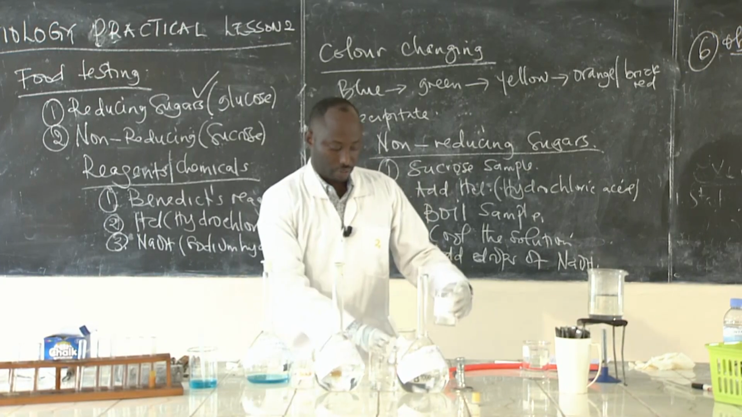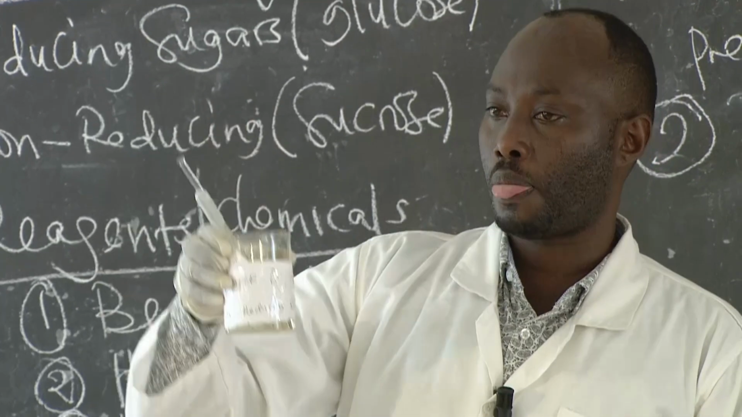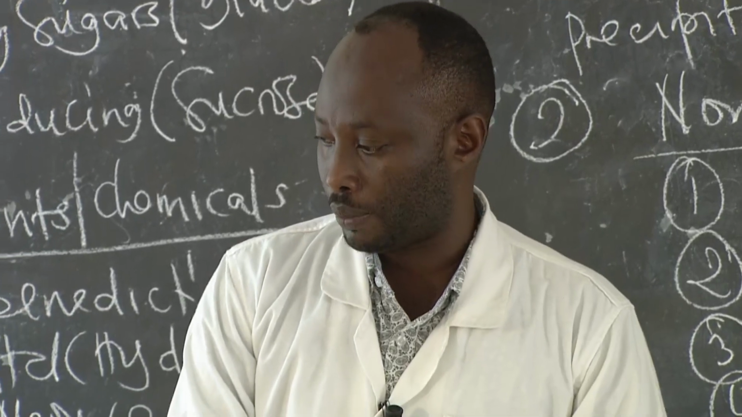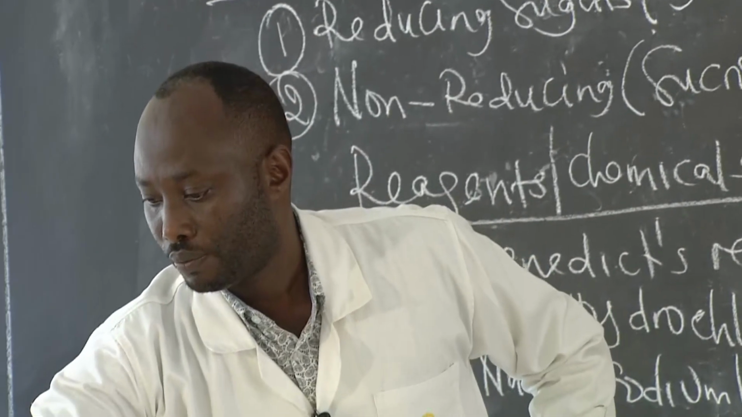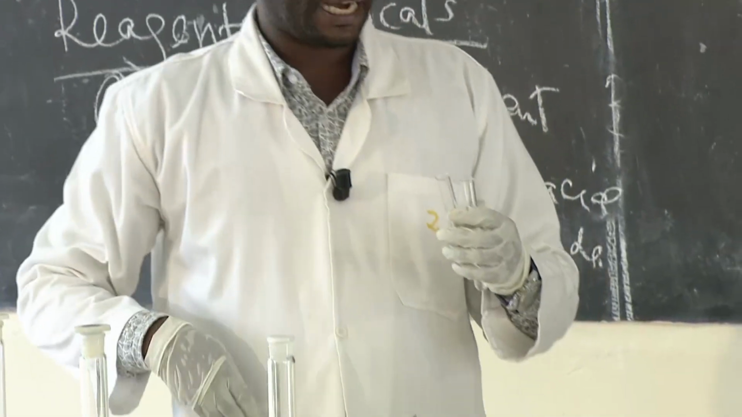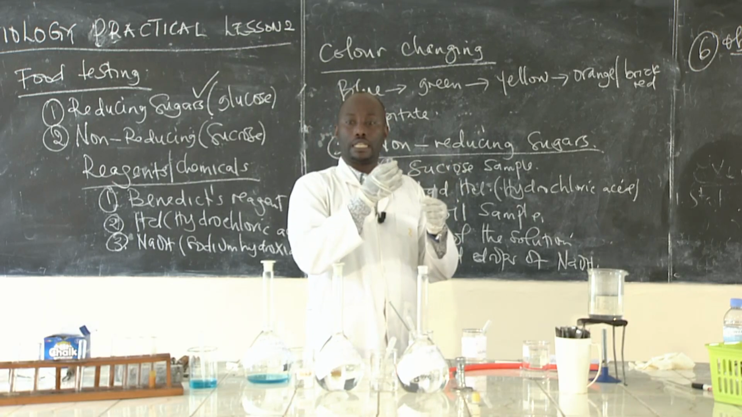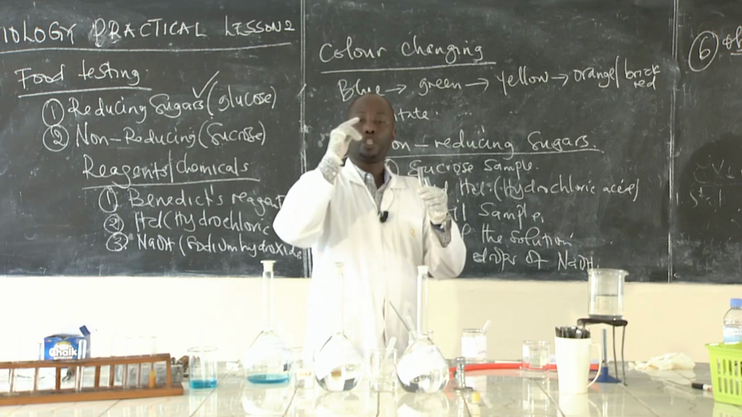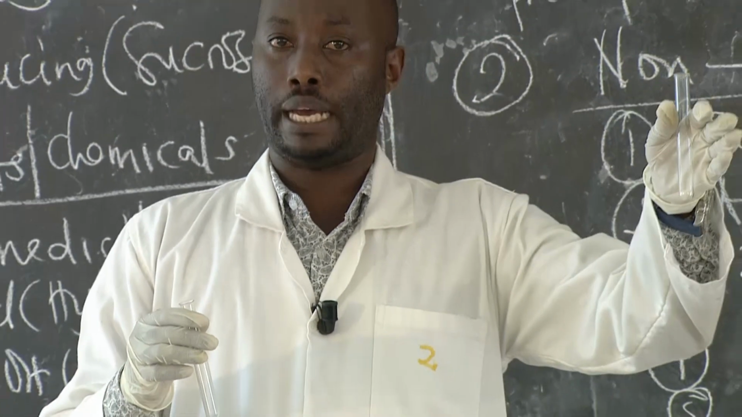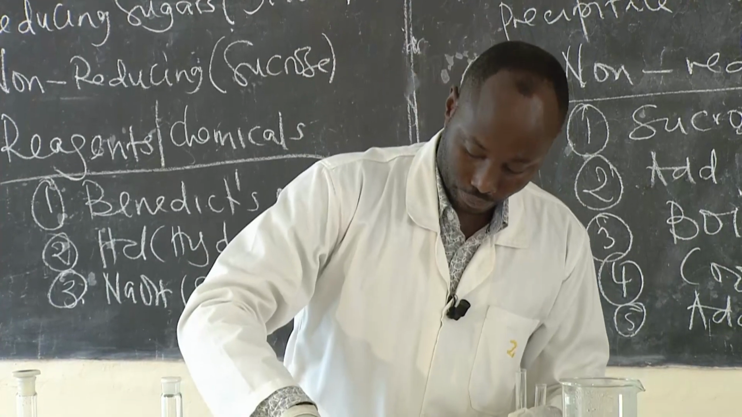This is a sample which contains sucrose. I also use a sample of distilled water to act as a control experiment. I will get 2 test tubes. Test tube 1, if I have a marker, I could label them. Test tube 1 will contain a solution containing sucrose. In test tube 2, I will put distilled water, which is going to act as a control experiment. So let us do our experiment.